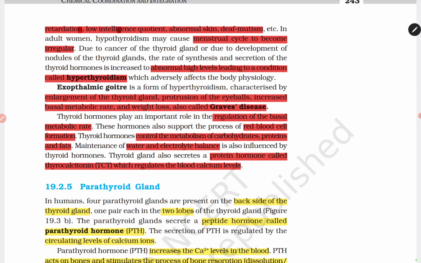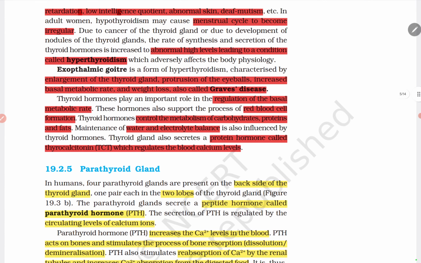And if the thyroid hormone is increased to an abnormally high level, it leads to a condition called hyperthyroidism. Exophthalmic goiter is a form of hyperthyroidism characterized by enlargement of the thyroid gland, protrusion of the eyeball, increased basal metabolic rate and weight loss, also called Graves' disease.